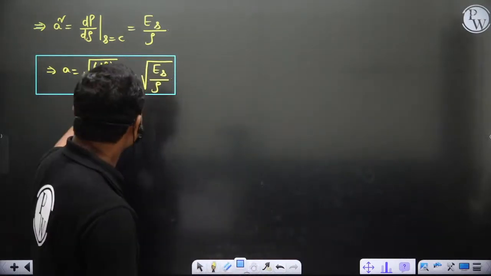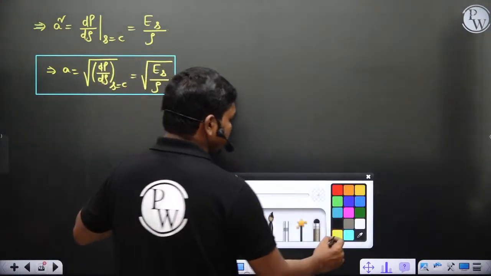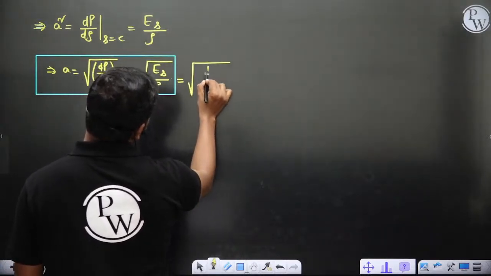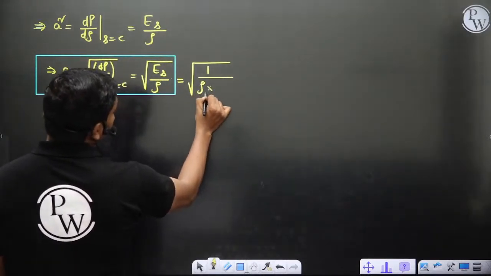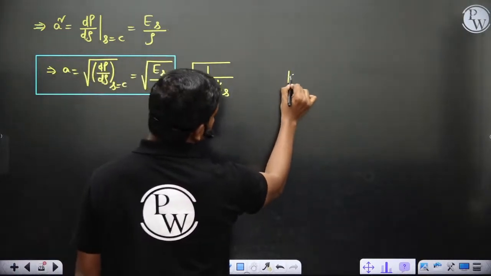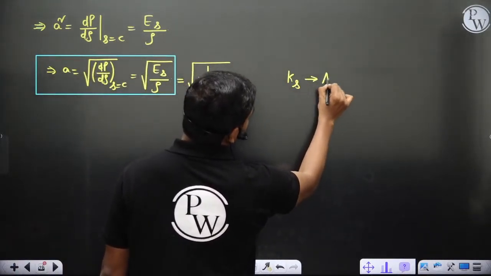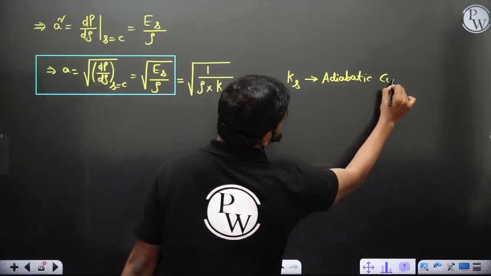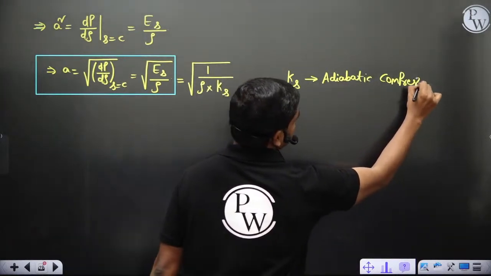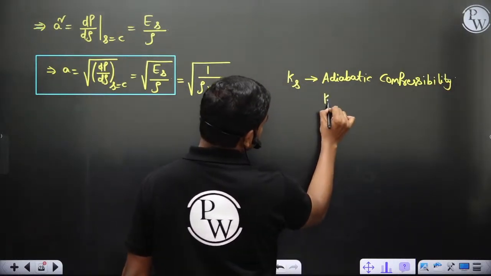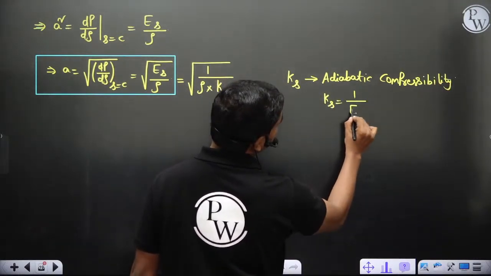Did you get this? And this expression is valid. If you want to write this as one more thing, you can also write square root of 1 by rho into the inverse of bulk modulus, which is known as compressibility. So Ks is adiabatic compressibility. We know in fluid mechanics we have studied compressibility. This is adiabatic compressibility, and Ks is equal to 1 by Es.